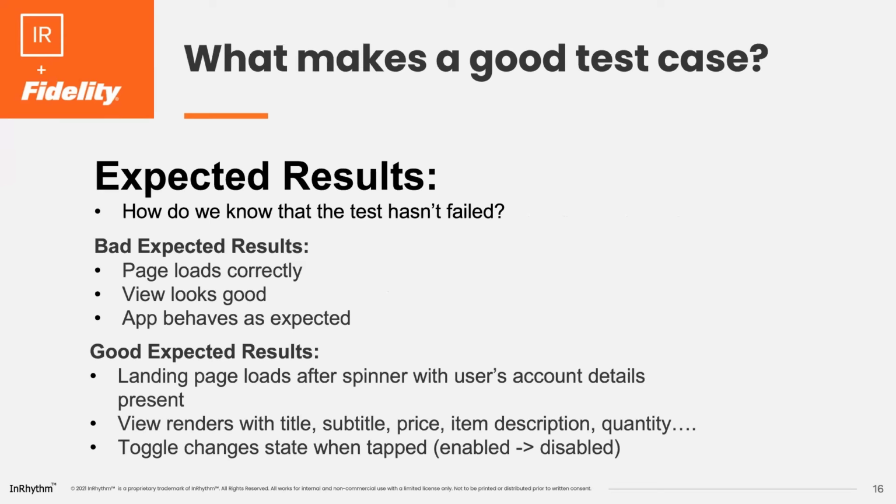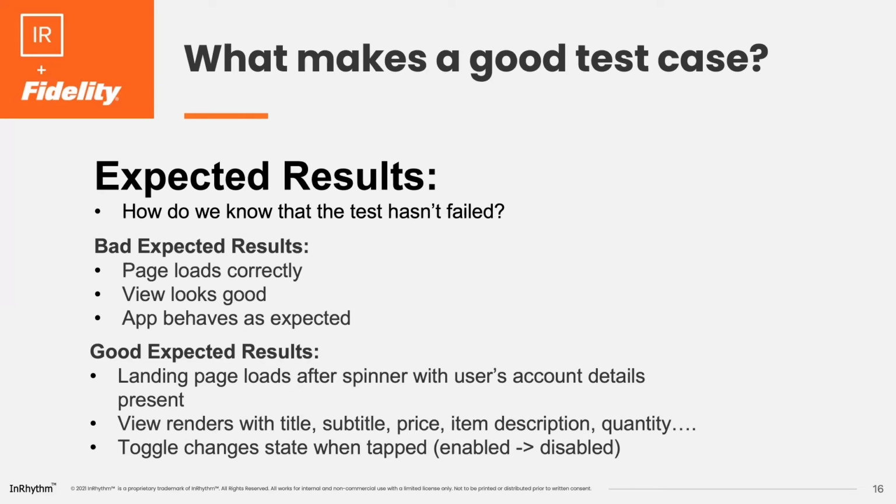This is extremely valuable information so that we know about failures as soon as possible and we can potentially catch bugs that we wouldn't otherwise catch. So bad expected results look like this. Page loads correctly. I have no idea what that means. I don't know what correct is. I can't reference that explicitly.